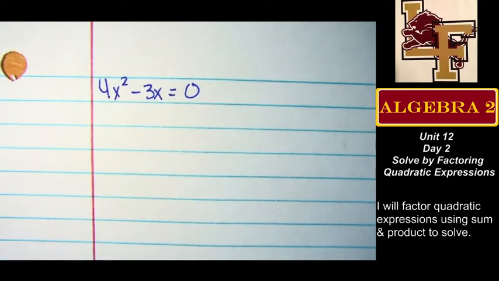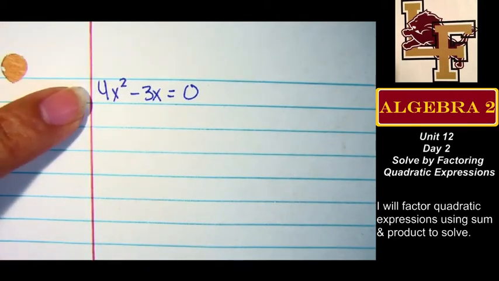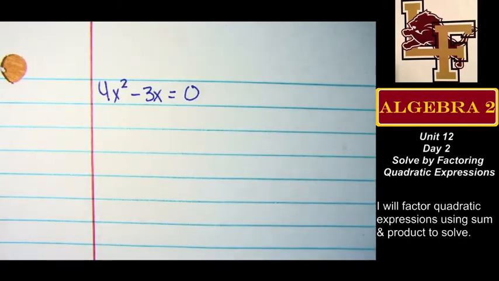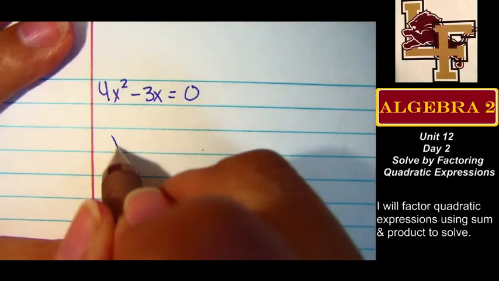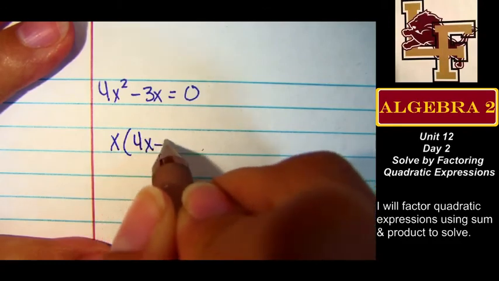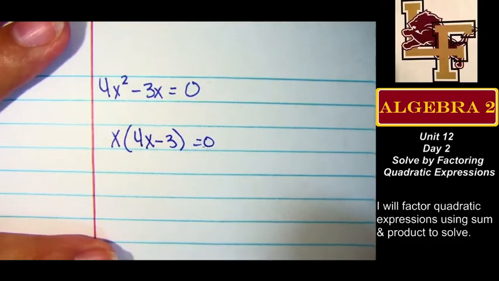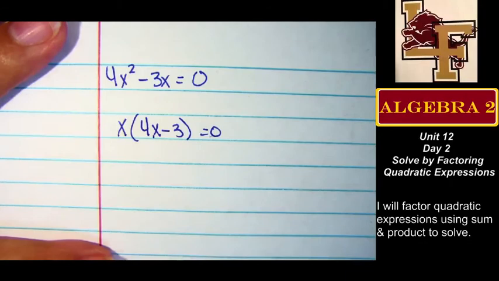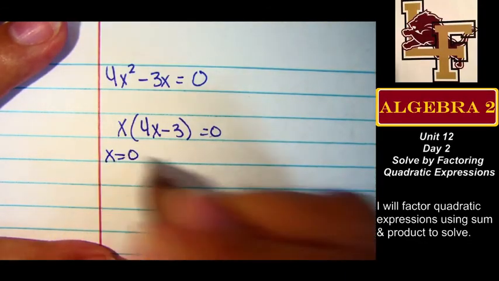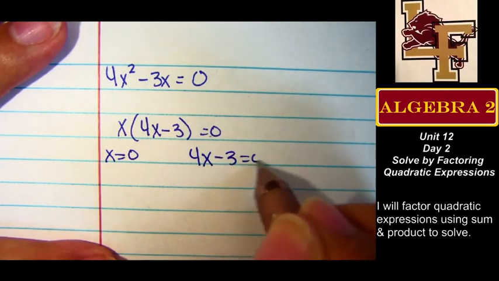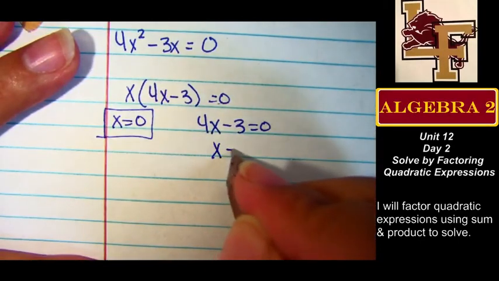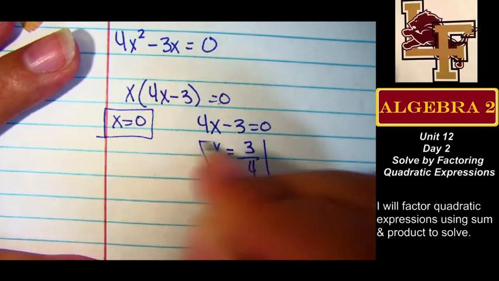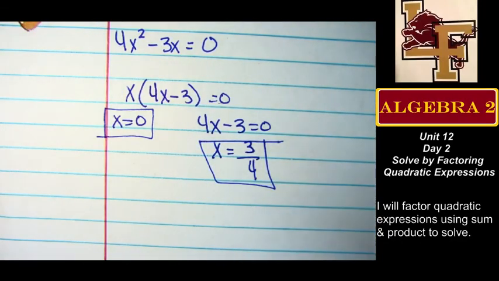Same idea. We'd still use zero product property. We just have to factor this, and we can't use sum and product. So this would be that greatest common factor, this stuff right in here. Okay. So when I would factor this, it would look like that. And now I've got stuff multiplying together equals 0. So that can be 0, or this could be 0. This one's already solved and done. There's my result for that one. There's my answer.